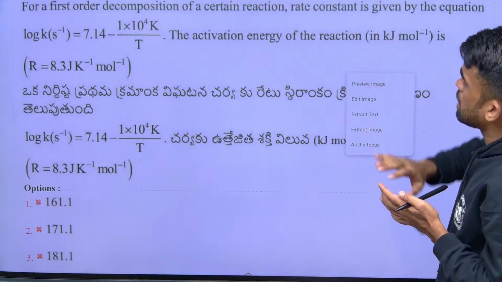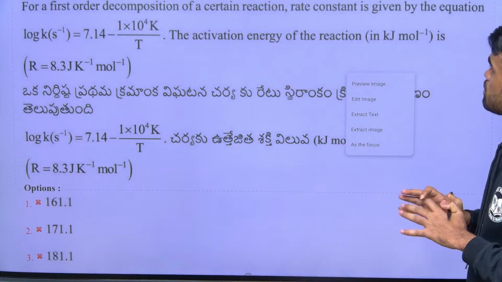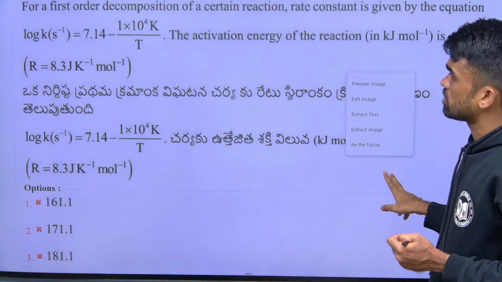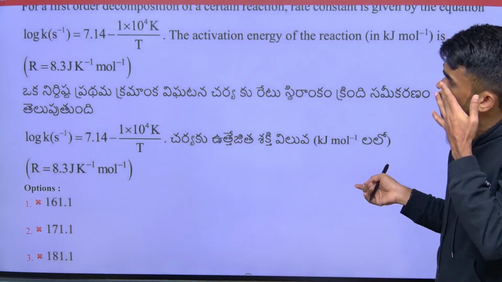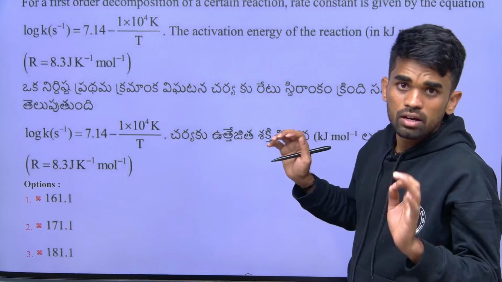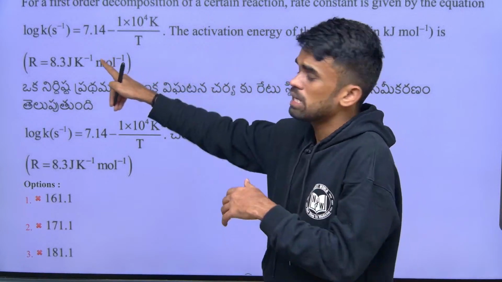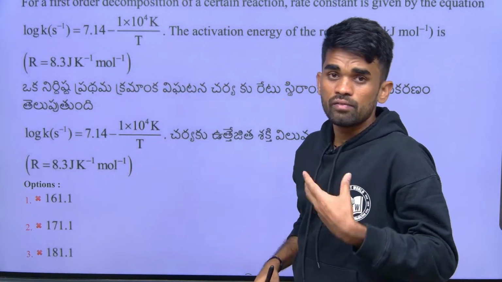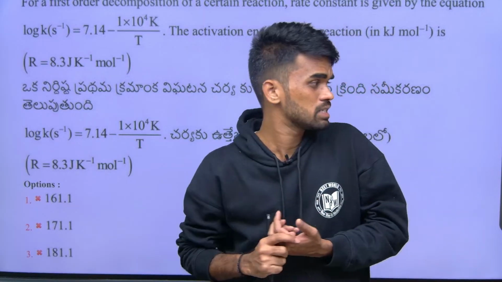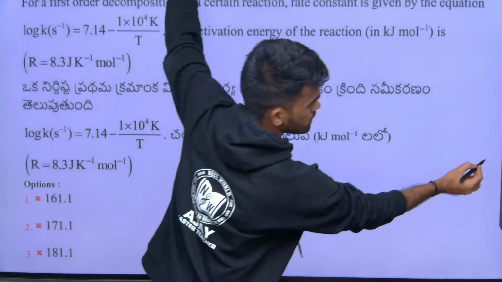Here, for a first order decomposition reaction, the rate constant is given by the equation, and this is how they have given the activation energy for the reaction. So on what basis can we solve this? If you look into it properly, you will get some idea. They are asking for activation energy, and the rate constant and temperature are mentioned. So where have we seen this kind of thing? In which equation have we studied it? That is the Arrhenius equation.